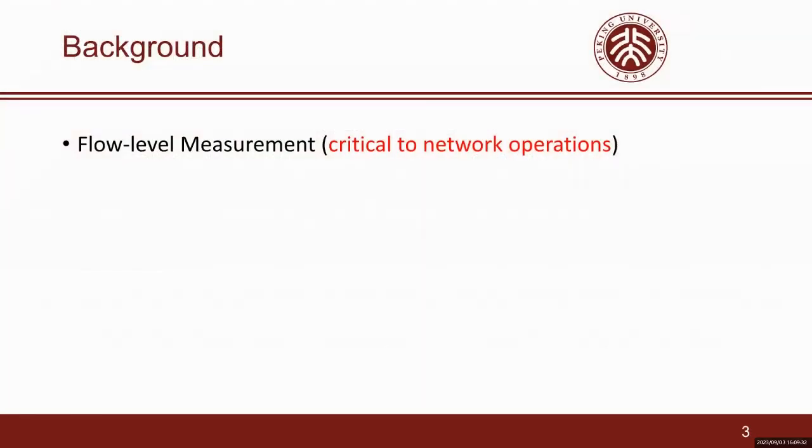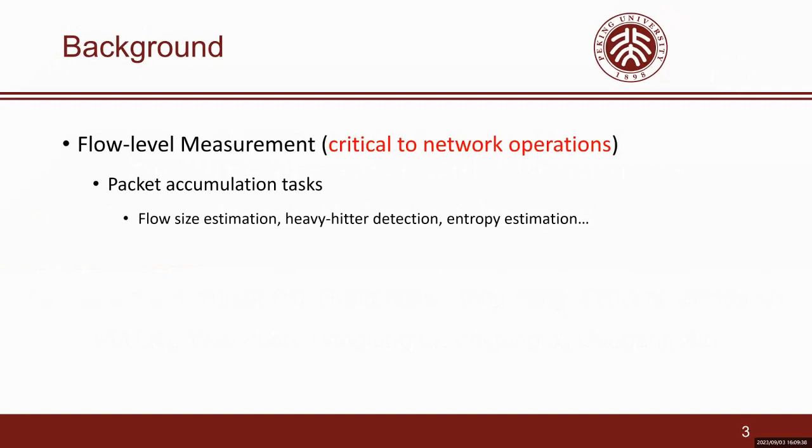Flow level measurement is critical to successful network operations, and there are mainly two kinds of flow level measurement tasks. The first kind is packet accumulation tasks that focus on flow sizes at certain network nodes, including flow size estimation, heavy hitter detection, entropy estimation, and so on. The second kind is packet loss tasks that focus on changes of flow sizes between network nodes, among which the most representative one is packet loss detection.